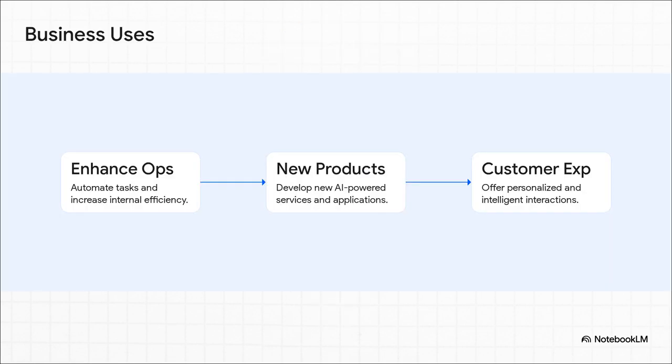Let's think about it in three big areas. First, you can enhance your operations. Imagine automating tedious report summaries or drafting internal emails to make everything more efficient. Second, you can create brand new products. Think of AI-powered research tools or creative assistants built from the ground up. And third, you can totally redefine the customer experience, offering hyper-personalized support or intelligent recommendations that feel like magic.